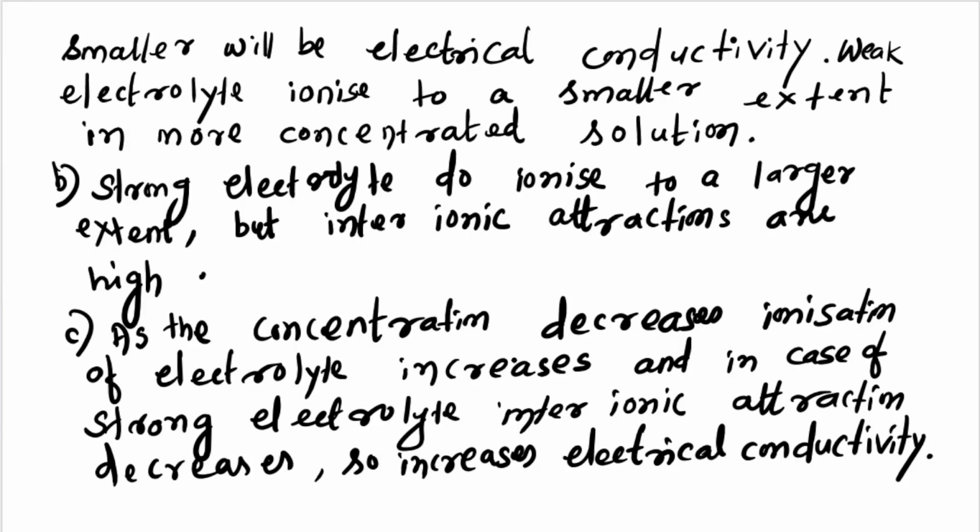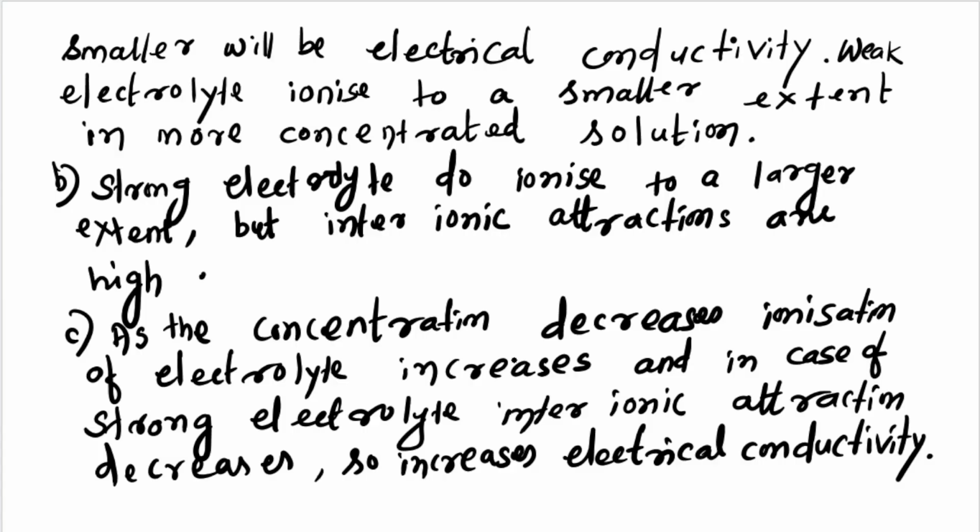Weak electrolytes ionize to a smaller extent in more concentrated solution. A weak electrolyte also ionizes to a small extent. Why? Because since it is a weak electrolyte, it cannot ionize completely, or ionizes to a very small extent. Then here, in a more concentrated solution. So in both cases the electrical conductance is very small, but due to different causes.